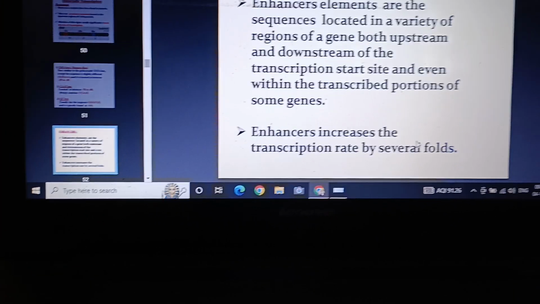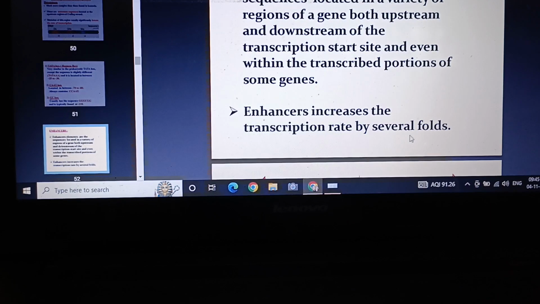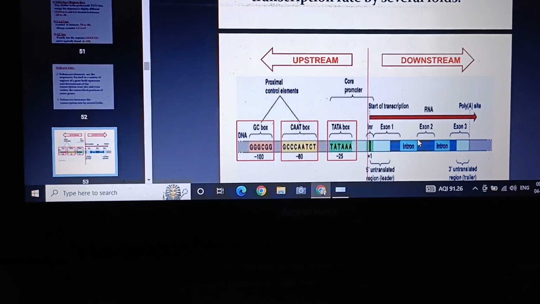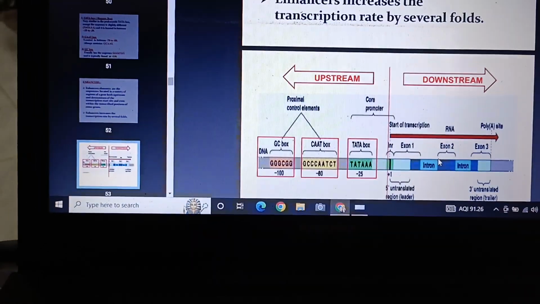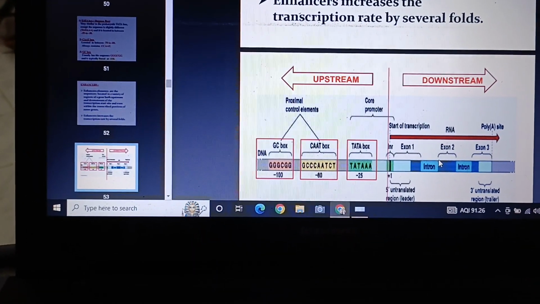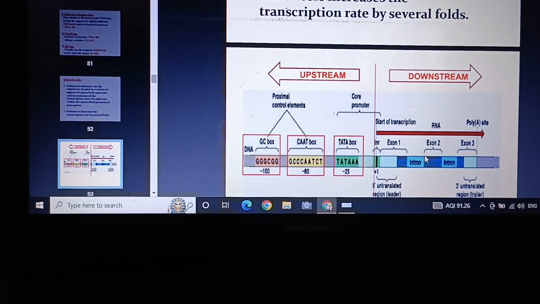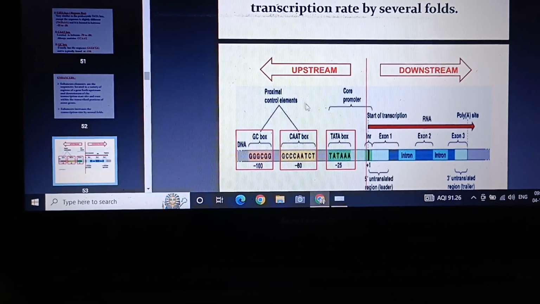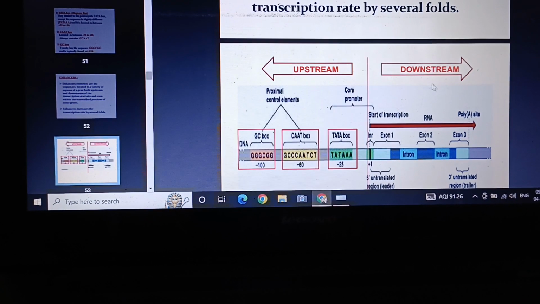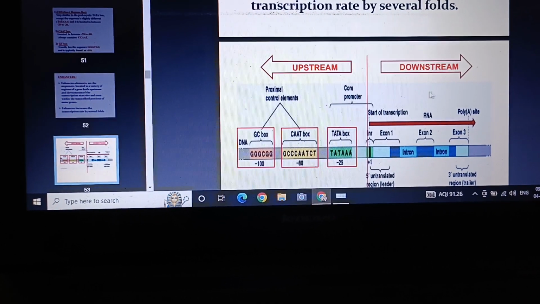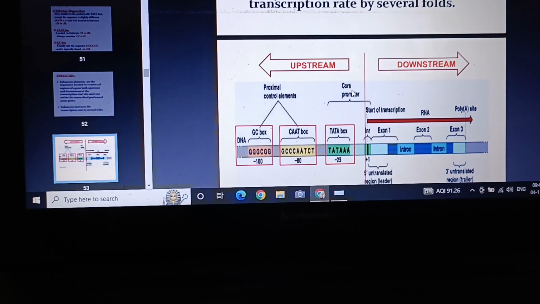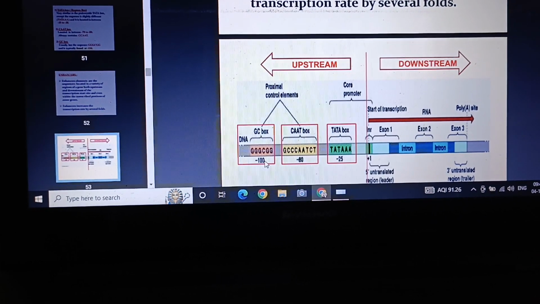Enhancers increase the transcription rate by several folds. So enhancers are the main sequences which will enhance the transcription rate. See, this is the upstream region and this is the downstream region. The downstream region is denoted with a plus symbol, and the upstream region is denoted with a minus symbol.